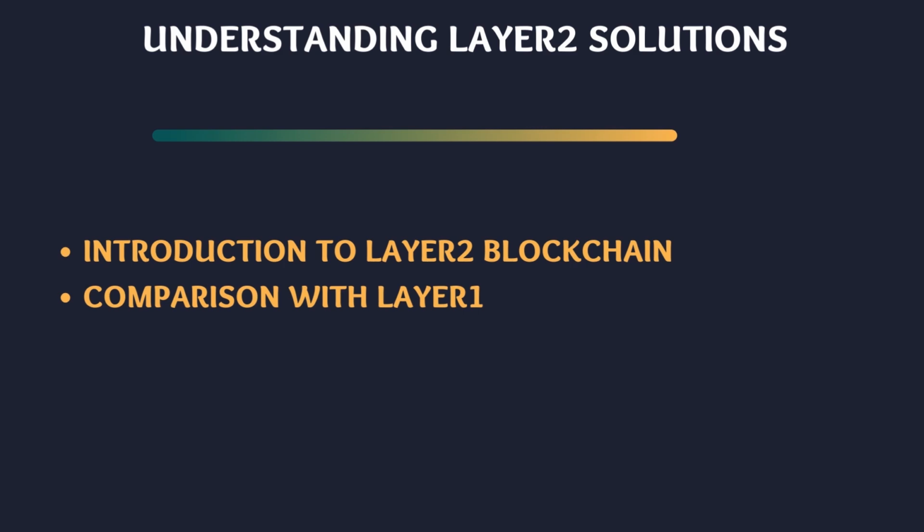They aim to reduce gas fees and improve transaction speed without compromising security. Layer 2 operates on top of Layer 1, which is the base layer. 2. Comparison with Layer 1. Layer 1, such as Ethereum's main network, faces limitations like high gas fees and slower transaction times due to its consensus mechanism. Layer 2 addresses these issues by processing transactions off-chain and only recording final results on Layer 1.